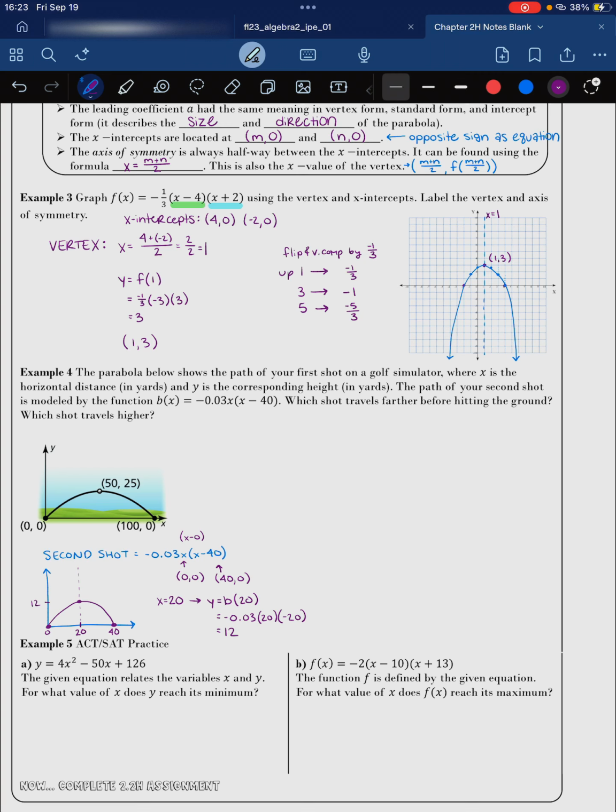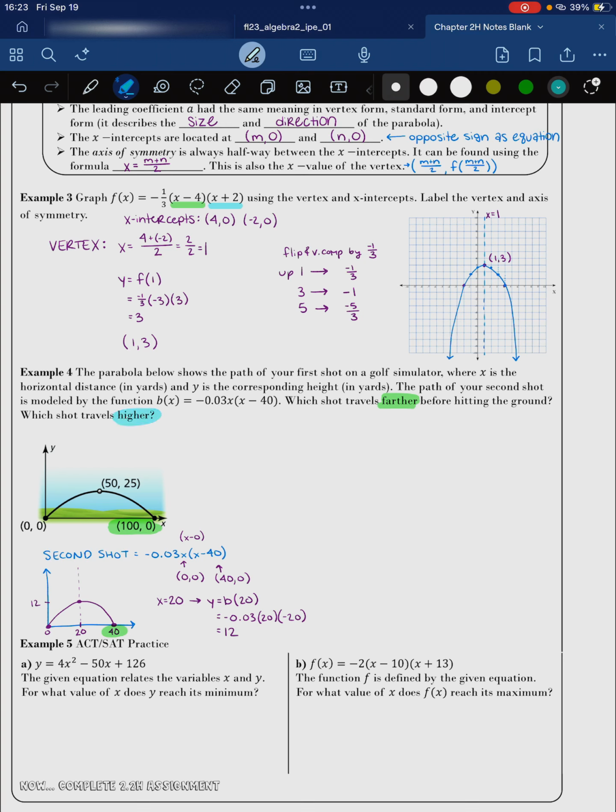Which shot travels farther before hitting the ground, and which shot travels higher? So it looks like, honestly, the first shot's both farther and higher. It went 100 meters, right? So let me highlight to show you how I figured that out. So farther, the first shot went all the way out to 100. My second shot only went out to 40 on my x-axis. So the first shot definitely went farther.